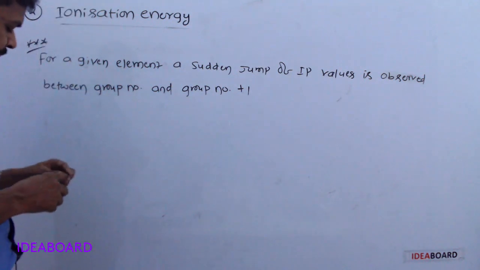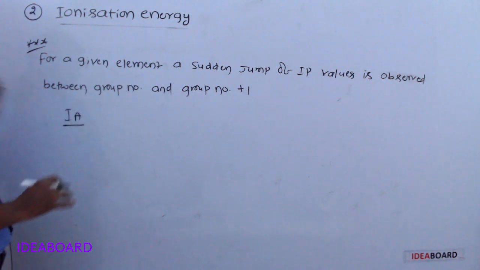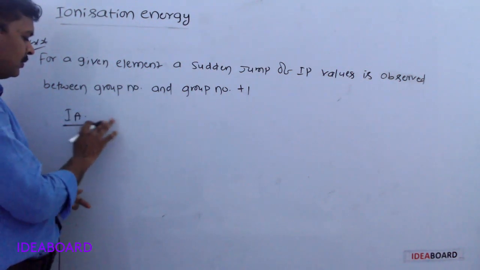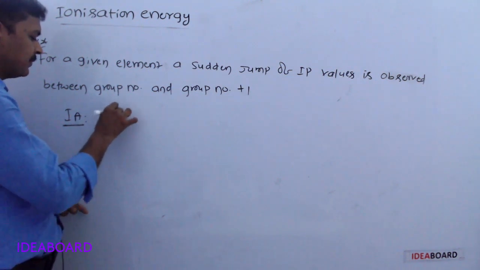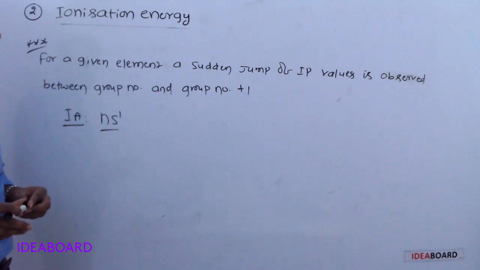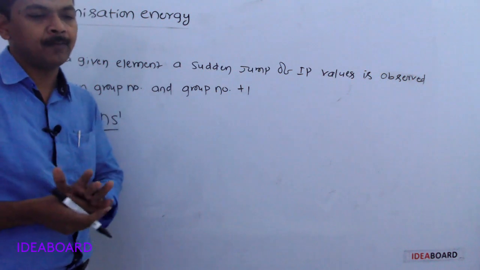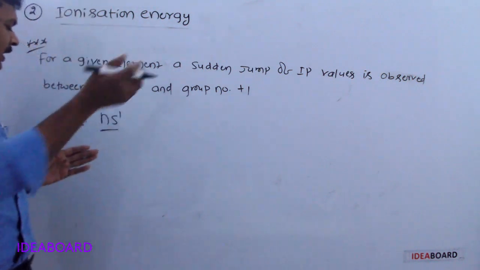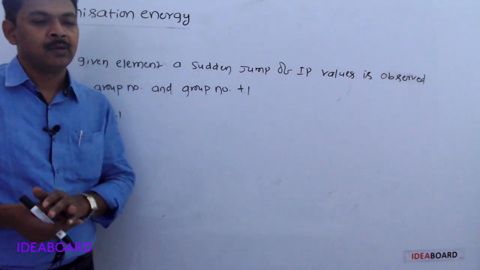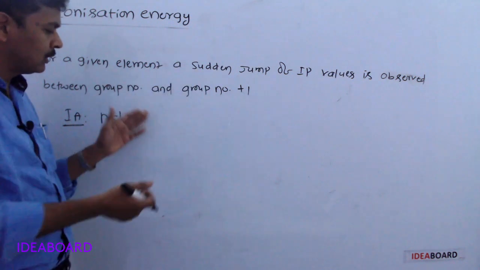That means, if we take first A group elements, the valence orbital electronic configuration is ns1. After removal of one electron, first A group elements will get the zero group elements' stable configuration. That's why between IP1 and IP2 there is a sudden jump.